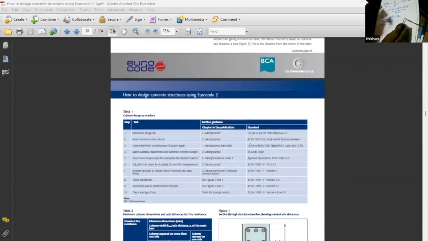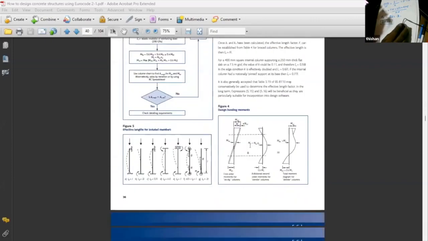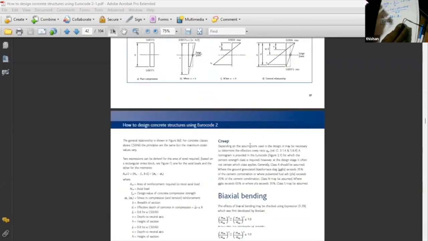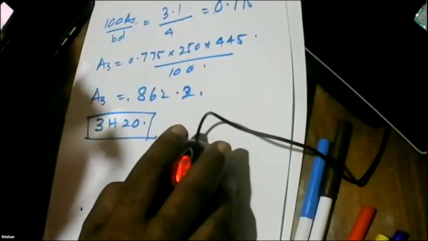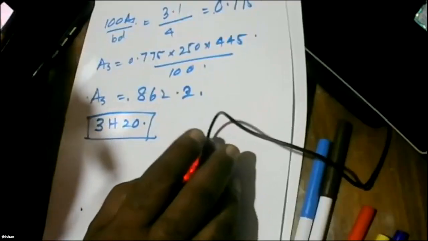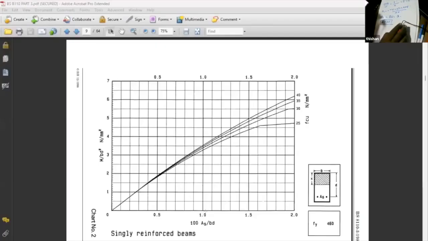I generally don't use charts because I simply divide by 4. So you go in the backward direction, but what you do is use a chart. I'll show you how to do that with the BS code, so that at least I have shown some solution. When you know the reinforcement, you know 100 As over bd. So you come this way and go this way. Then you can find the moment. That's the way you do it.